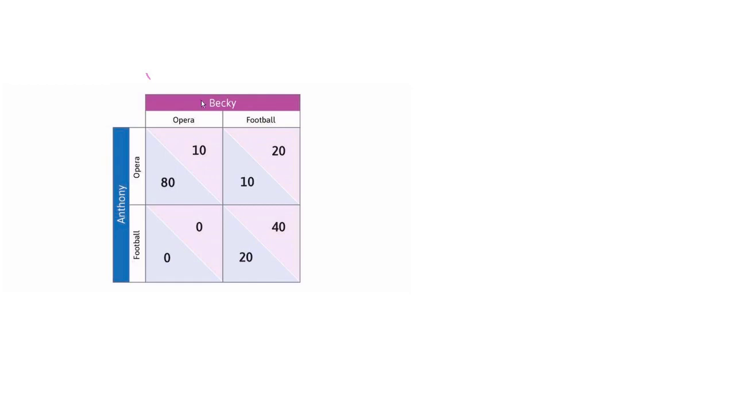For our final example, we are going to determine the Nash equilibrium for these two people, Becky and Anthony. They want to decide whether to go to the opera or to the football stadium. If Becky chooses to go to the opera, what does Anthony choose? Anthony will choose opera. What happens if Becky chooses to watch football? Then Anthony is better off choosing football, which is the higher payoff.